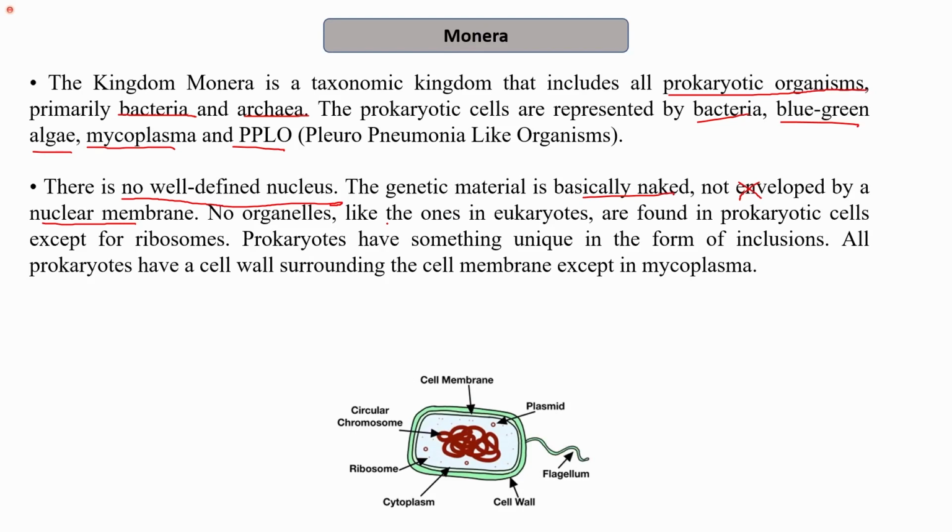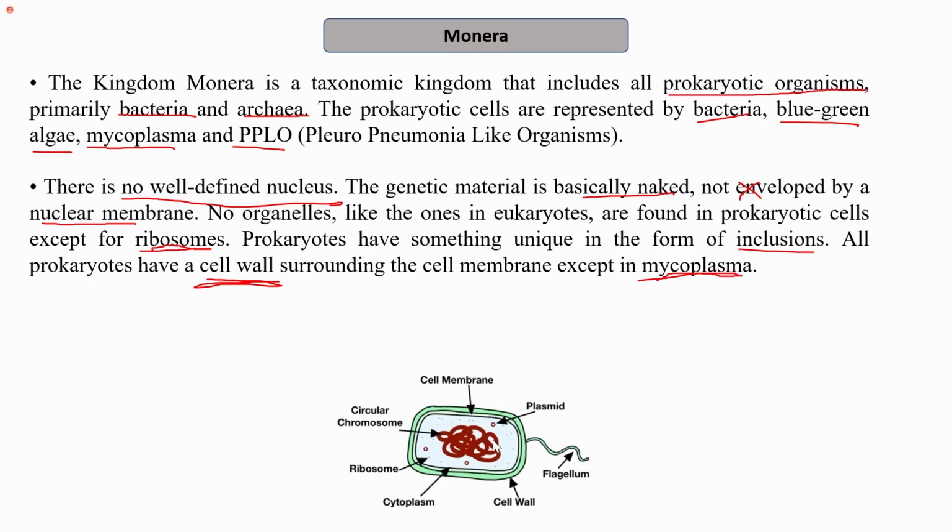No organelles like the eukaryotic ones, as I mentioned, Golgi apparatus, endoplasmic reticulum, mitochondria, are present in prokaryotes, but the only exception is the ribosome, which is present in both eukaryotes and prokaryotes. However, prokaryotes have something unique, which is the inclusions. So inclusion bodies are present in the kingdom Monera, and all prokaryotes have a cell wall surrounding the cell membrane, except in the mycoplasma. So mycoplasma, although it belongs to the kingdom Monera, lacks the cell wall.